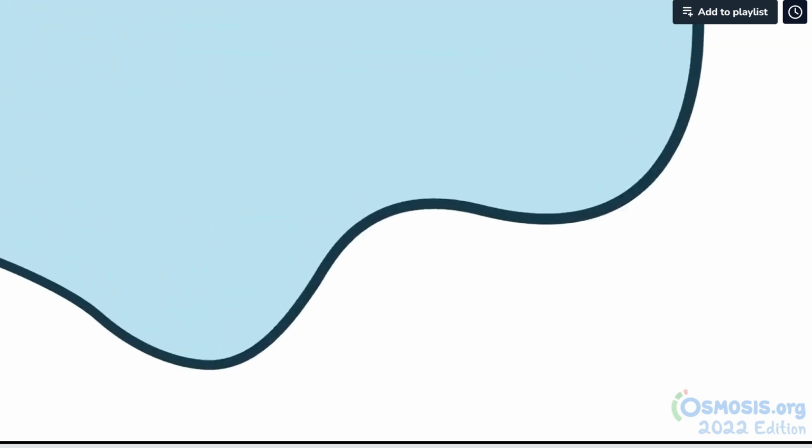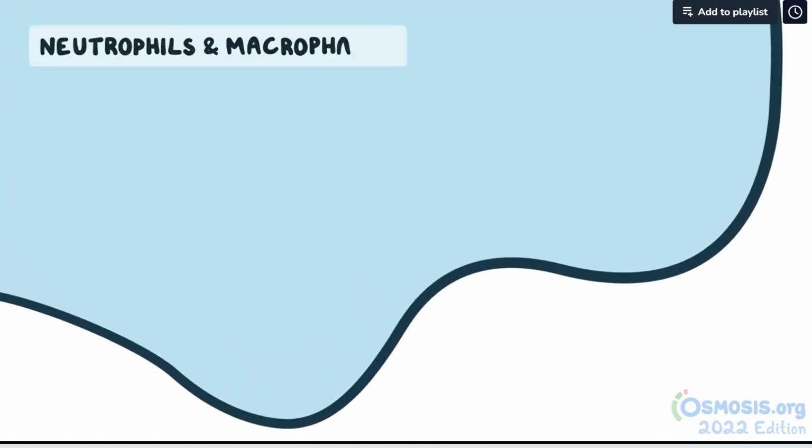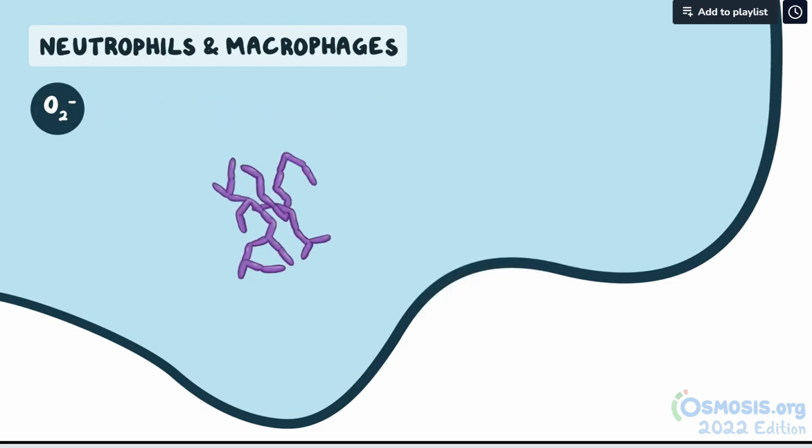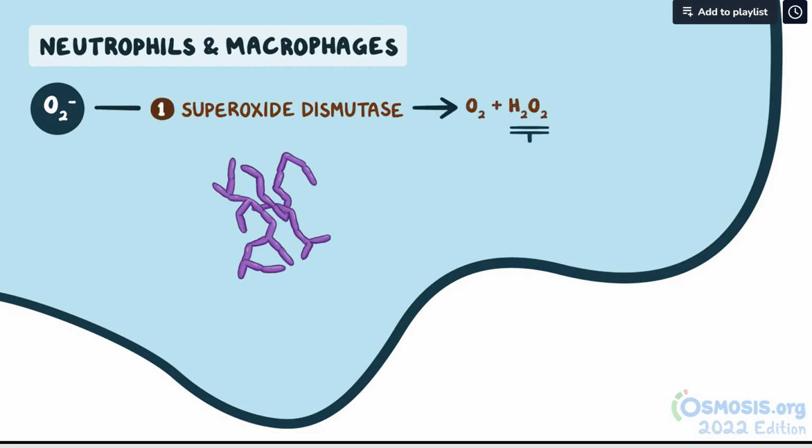Okay, now another immune system weapon is that neutrophils and macrophages destroy invading bacteria by generating a bunch of toxic oxygen radicals, such as superoxide, which results from oxidative metabolic burst. But Nocardia makes two enzymes that break down these toxic oxygen radicals. First, there's superoxide dismutase, which breaks superoxide radicals into oxygen and hydrogen peroxide. And since hydrogen peroxide is still harmful, Nocardia also makes catalase, which breaks hydrogen peroxide into water.